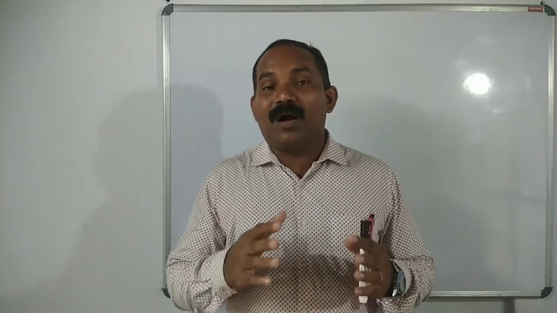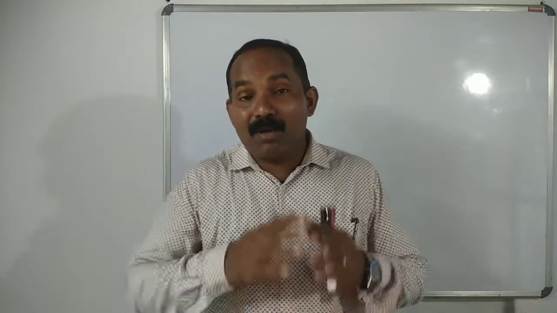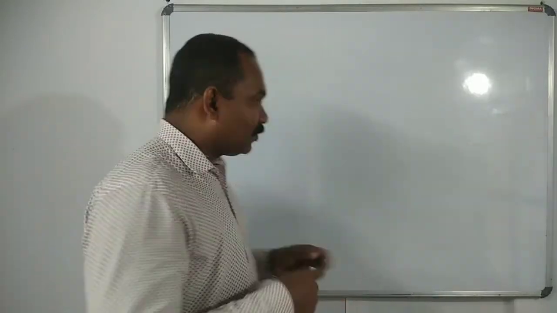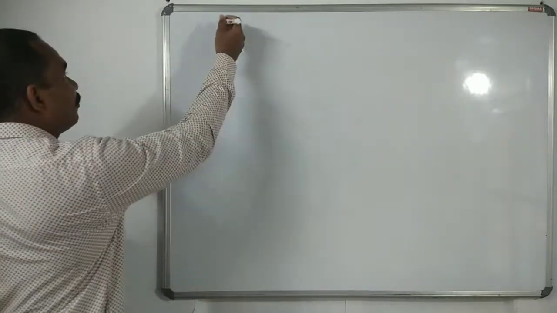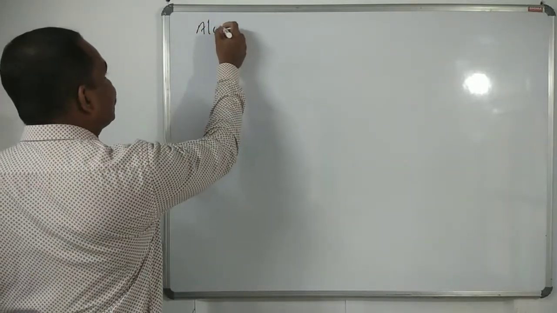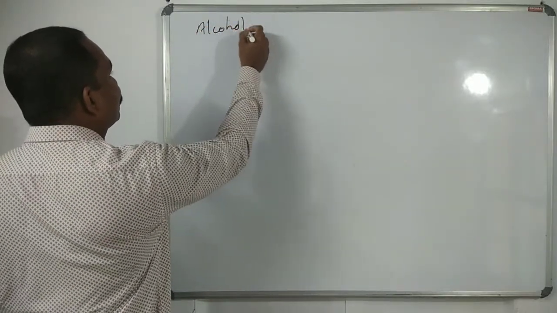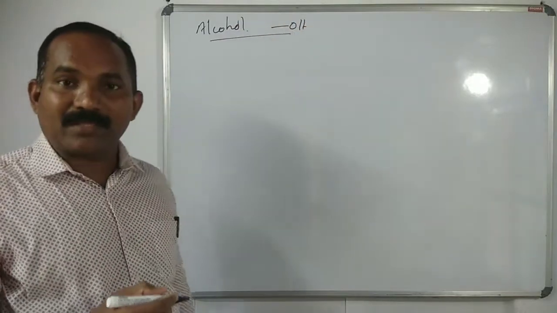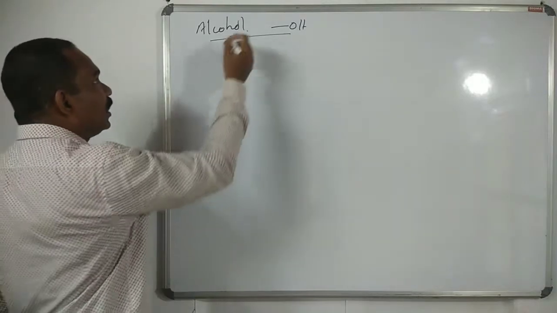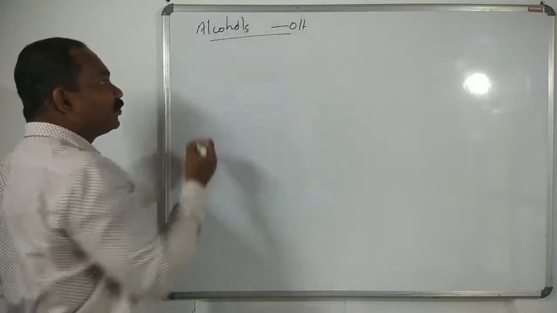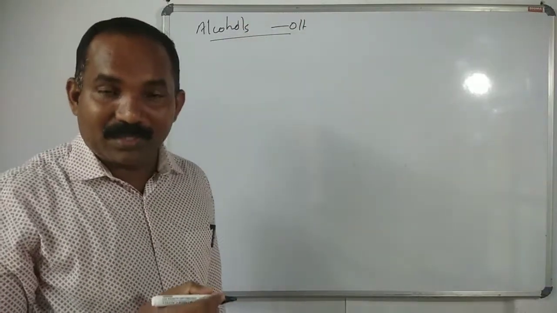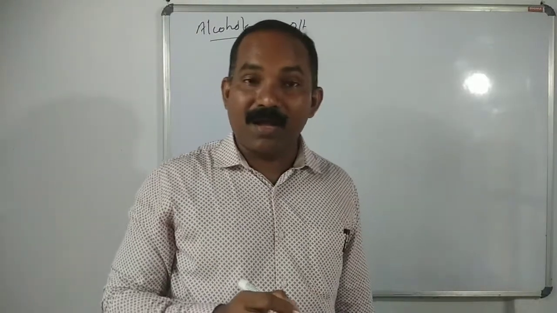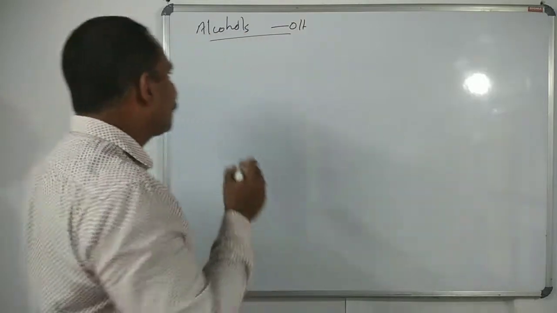Okay, so let's discuss some examples of how the molecule is named. The first example is by taking alcohol as a functional group. Alcohol, OH. Alcohols, the functional group is the OH group. The heteroatom is oxygen. OH group is the functional group.